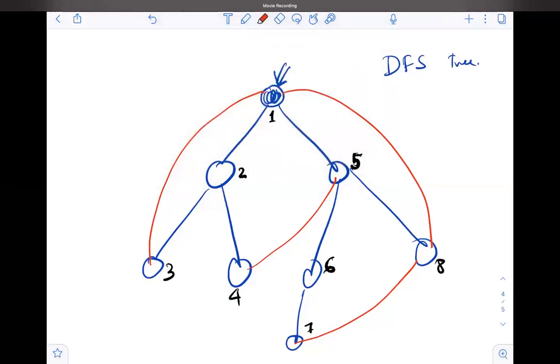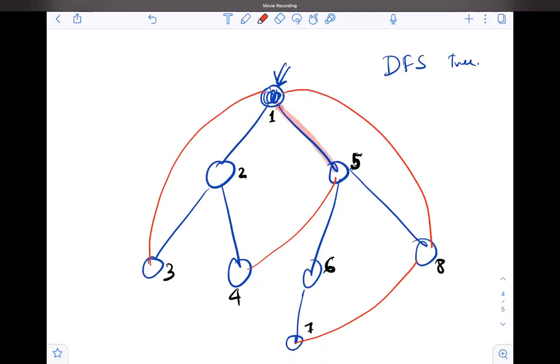So this tree is not feasible. I mean, this is certainly a spanning tree, there is no doubt about that. But can this tree be obtained by a DFS algorithm? And the answer is no. Why? Without loss of generality, I can say that the first vertex that was picked up after 1 was 5.